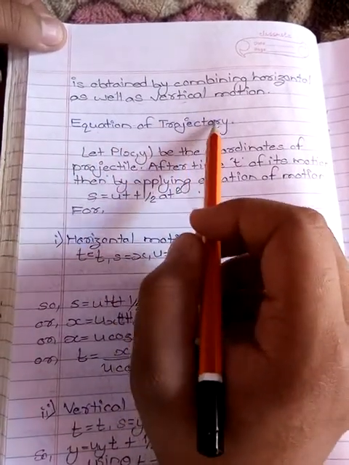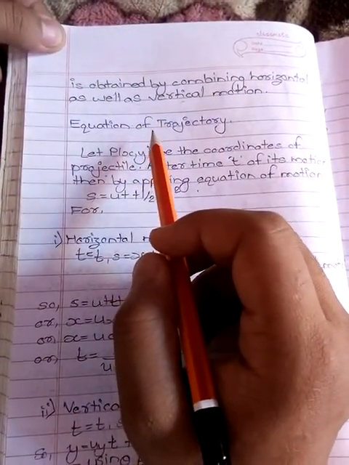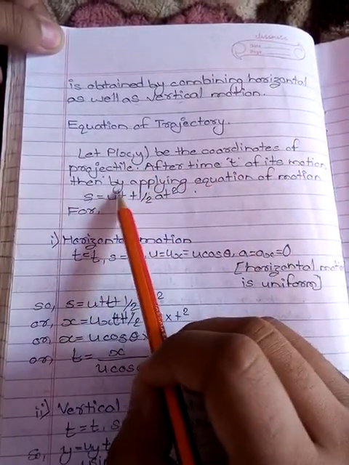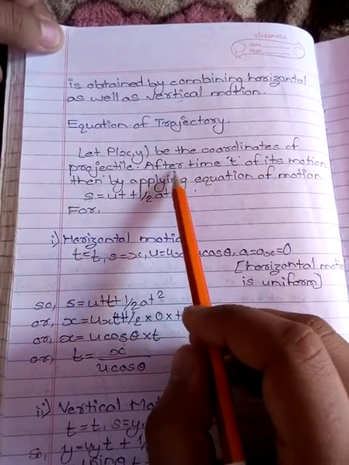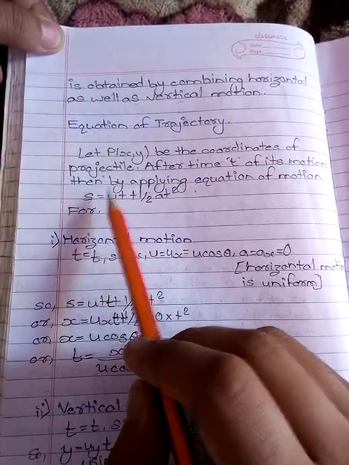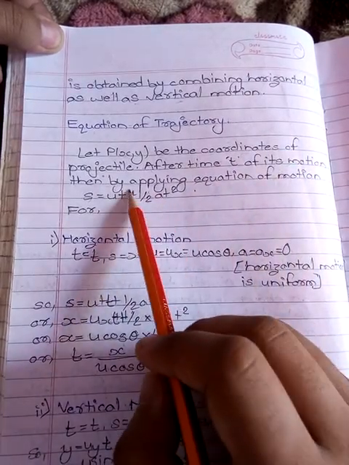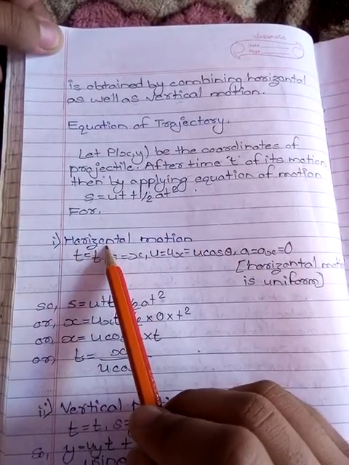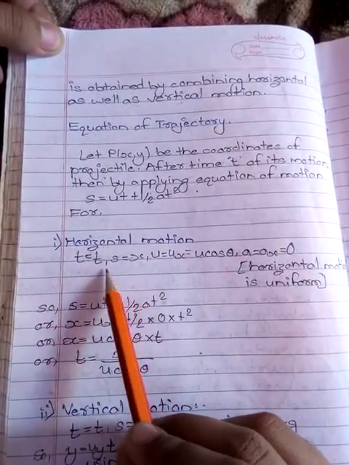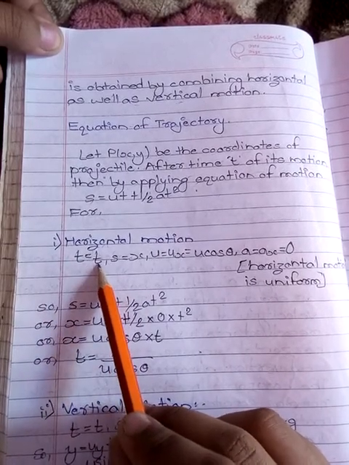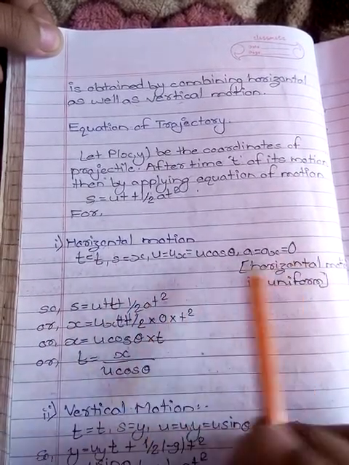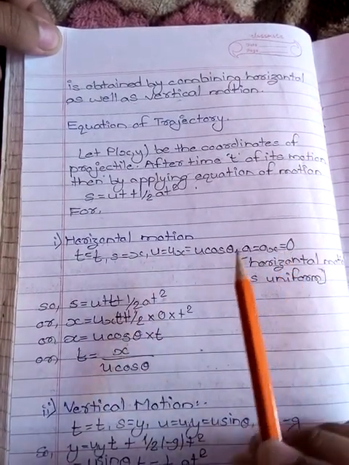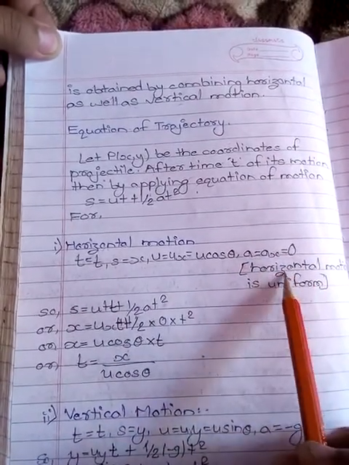Now the equation of trajectory is the path that is traced by the projectile. Let P(x, y) be the coordinates of the projectile after time t of its motion, then by applying the equation of motion s is equal to ut plus half at square. For horizontal motion, which remains constant, t is equal to t, s is equal to x, the distance covered, and u is equal to ux is equal to u cos theta, and a is equal to ax is equal to 0, because there is no change in velocity, so the acceleration will be 0.